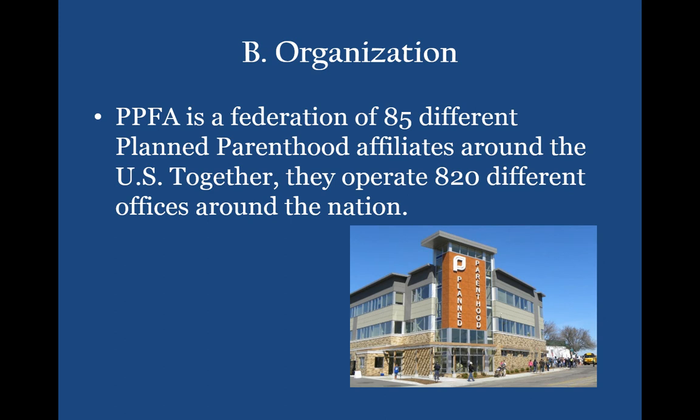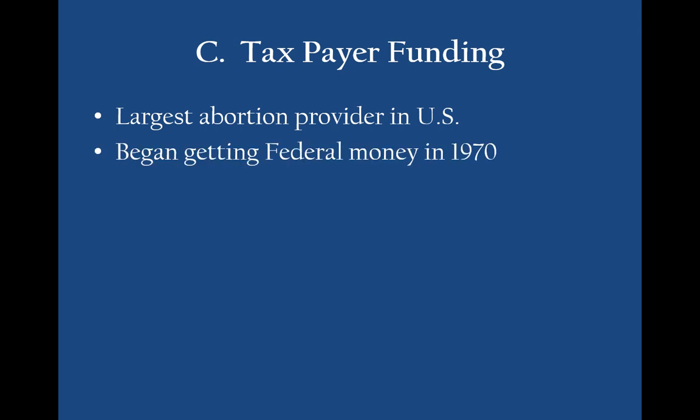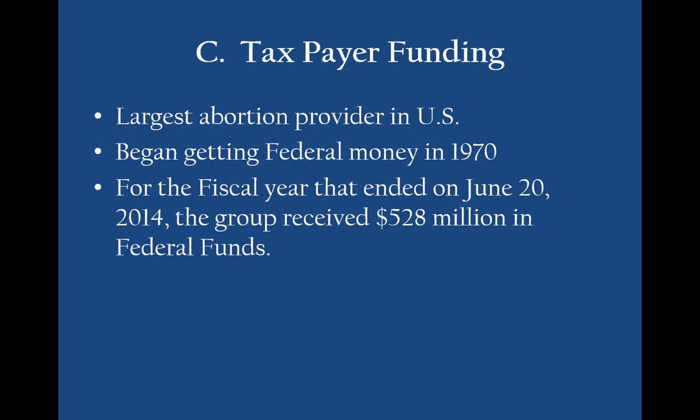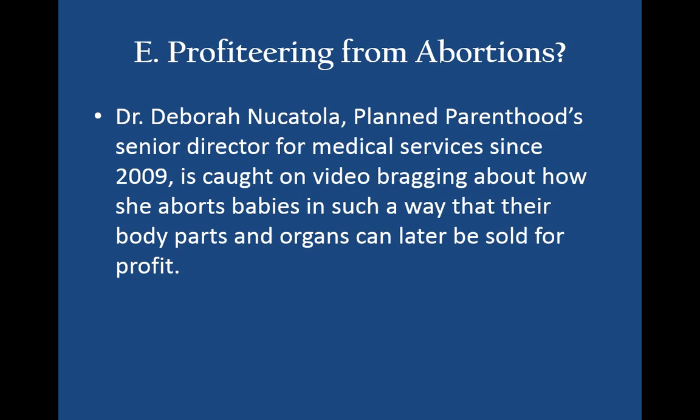Now, it is actually here in the United States a federation of 85 different affiliates around the U.S., and together they operate around 820 different offices around the nation. Got one not very far from the plaza right here in Kansas City. So it's the largest abortion provider in the United States, and they began getting federal money in 1970. One more reason not to like Richard Nixon. But for the fiscal year that ended on June 20th, 2014, the group received $528 million in federal funds from you and I. So they performed 327,166 abortions in the year that ended September 30th, 2012. In fact, they are meticulous and precise in their documentation of how many abortions they do every year.